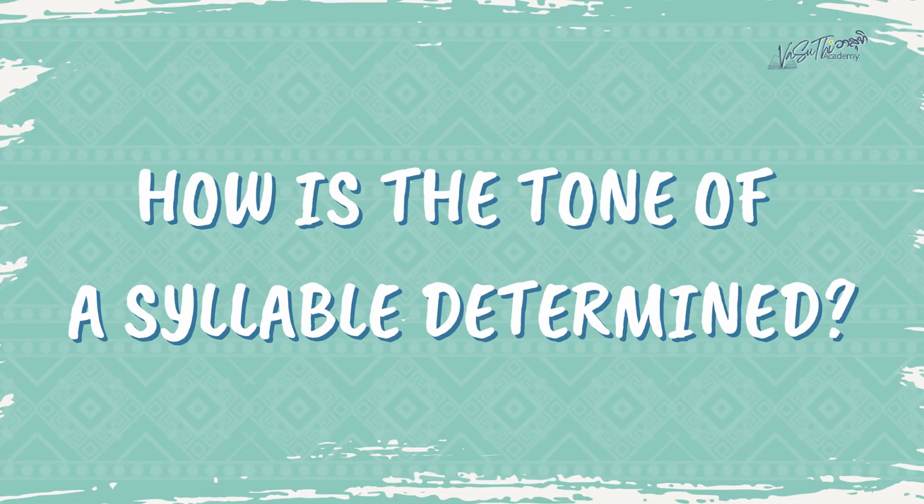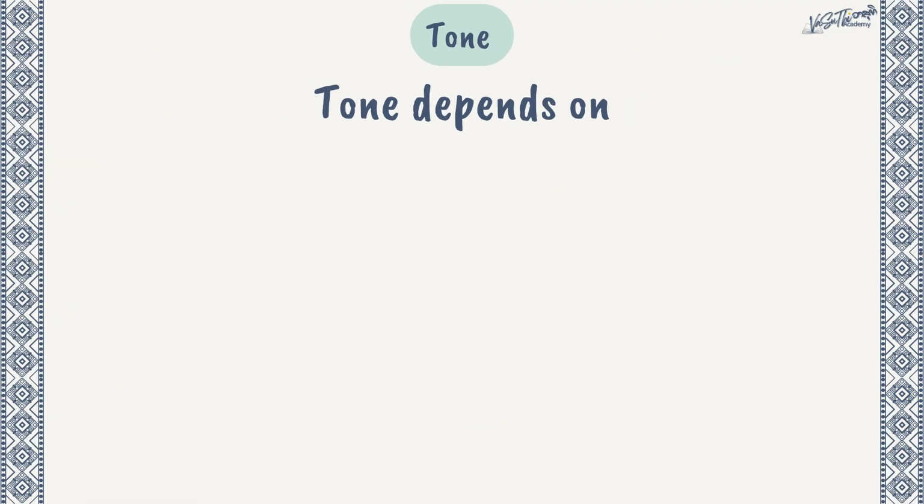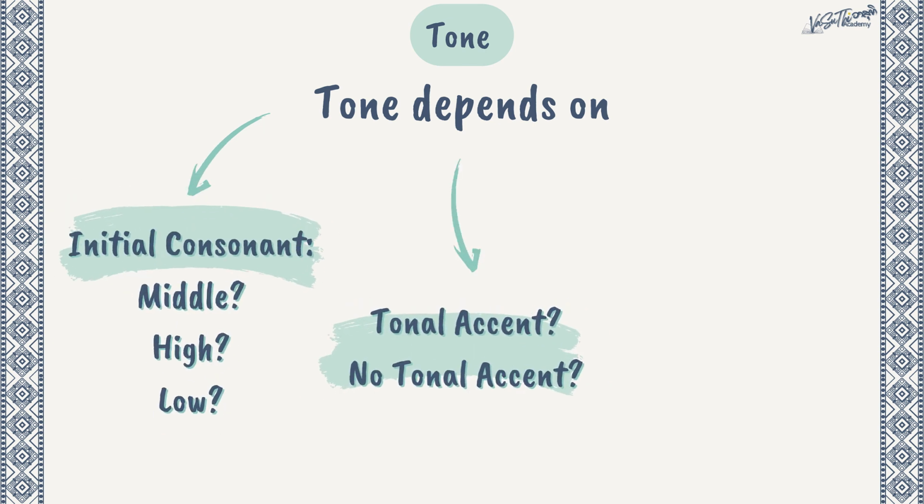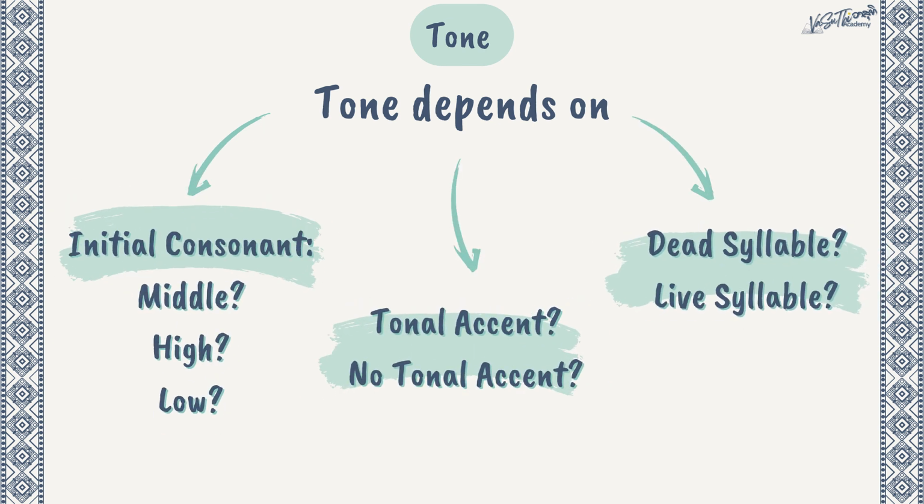How is the tone of a syllable determined? The tone of a syllable depends on the group to which the initial consonant belongs. That is, is it a mid, high, or low consonant? The tone also depends on the presence or absence of a tonal accent and on the type of syllable, meaning, is it a dead syllable or a live syllable? In this lesson, we will explore in detail the different tones based on the type of syllable.